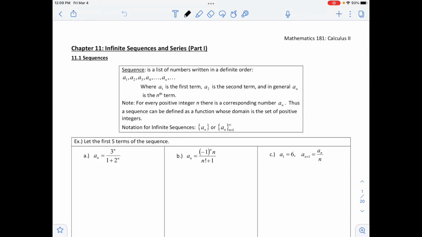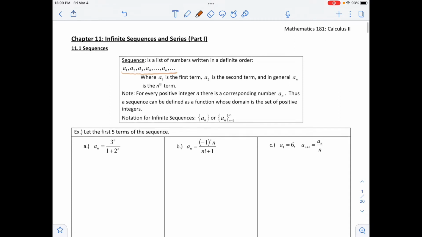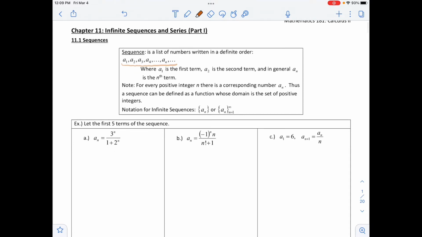We're going to call this a sub 1, a sub 2, a sub 3, and so on, where a sub 1 is the first term, a sub 2 is the second term, and in general, a sub n is going to be the nth term. Note, for every positive integer n, there is a corresponding number a sub n. Thus, a sequence can be defined as a function whose domain is the set of all positive integers.